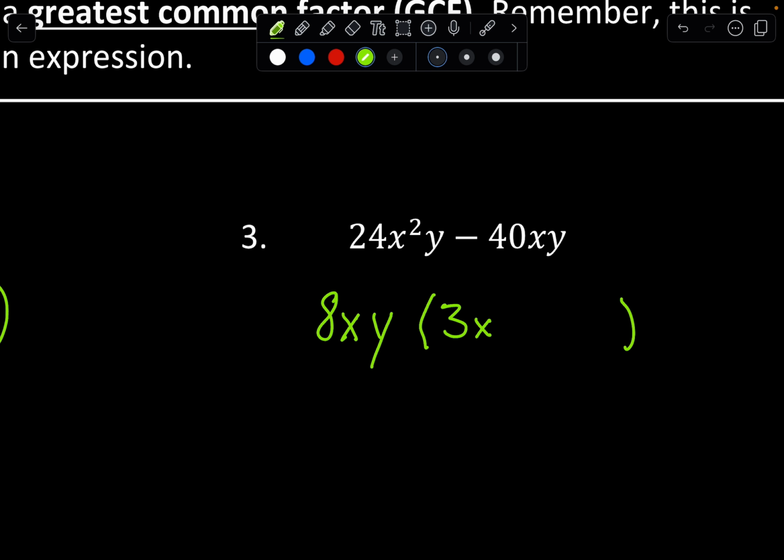For the second one, what do I take times 8 to get a -40? I'm just going to do a -5 here. I already took an x out, I already took a y out, so I think it's just going to be a 3x minus 5.